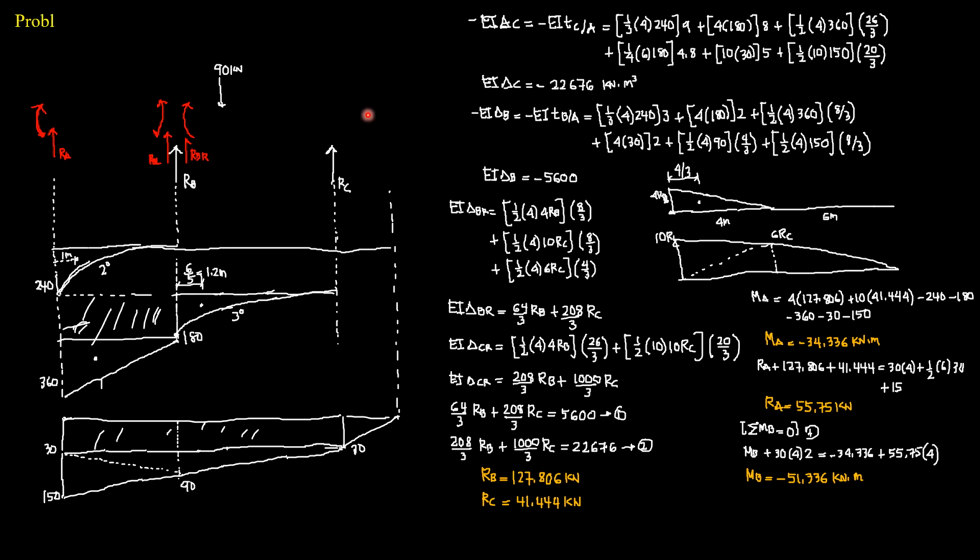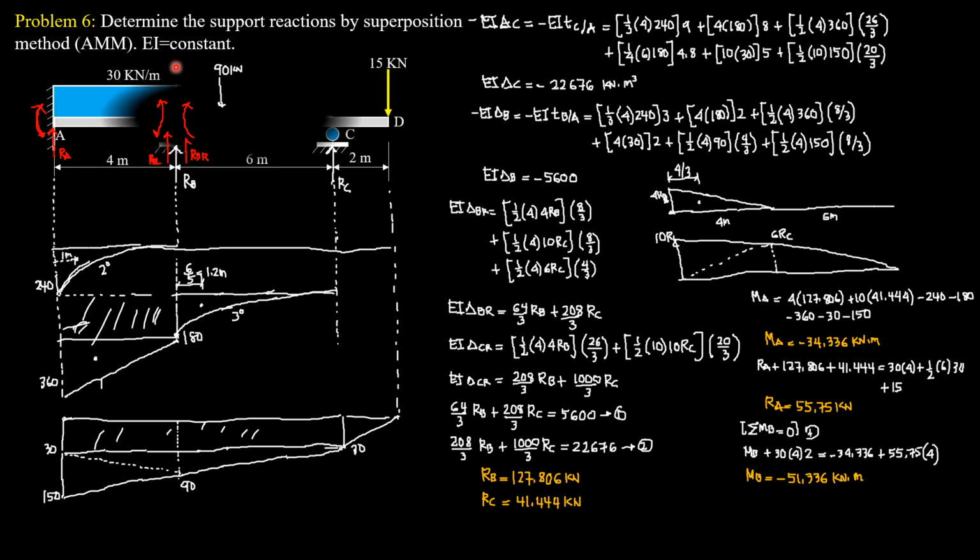Students, here is another problem on indeterminate beams being solved by the superposition method, and we make use of the area moment principle. EI is constant for this situation here. We have a fixed support A, and let's select that as the moment center. Here is the moment diagram due to the 30 kilonewton meter load.